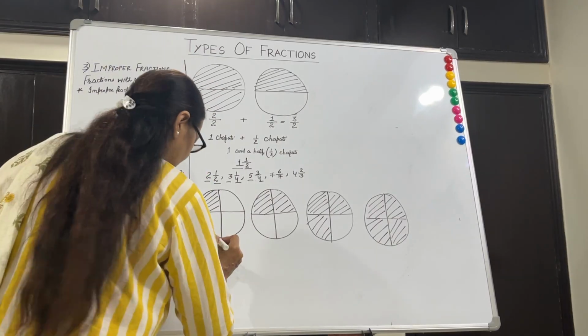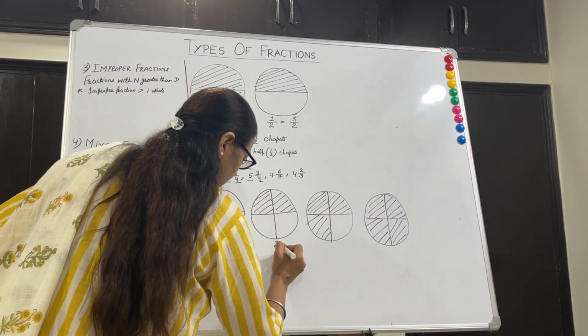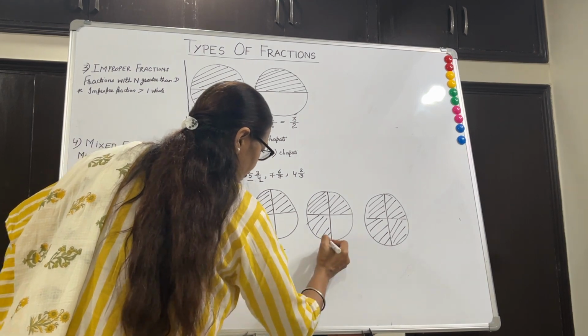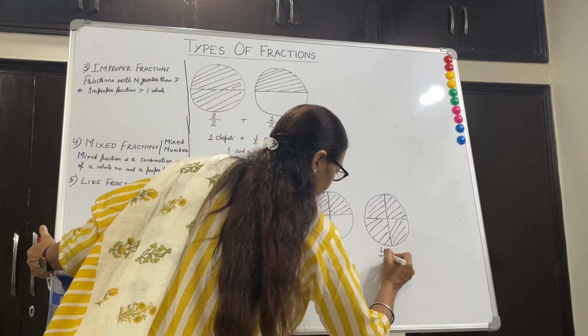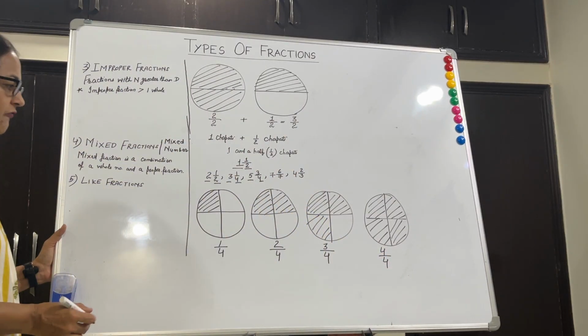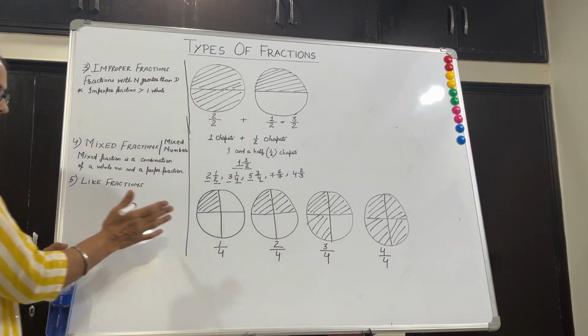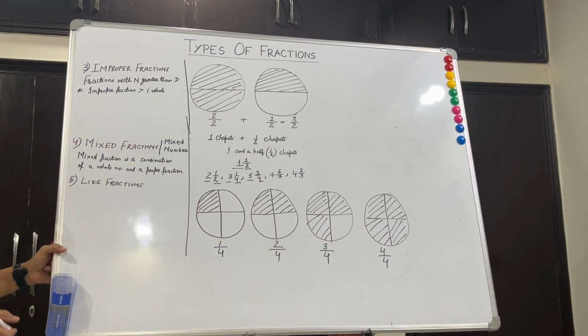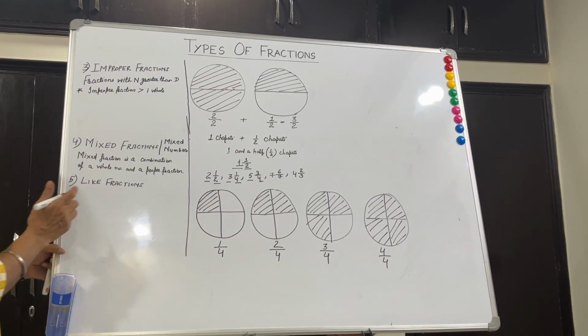So what is the fraction for this one? 1 upon 4, 2 upon 4, 3 upon 4, 4 upon 4. Now if we observe in all the 4 fractions, the denominator is the same. So the fractions with the same denominator are called like fractions. Okay?